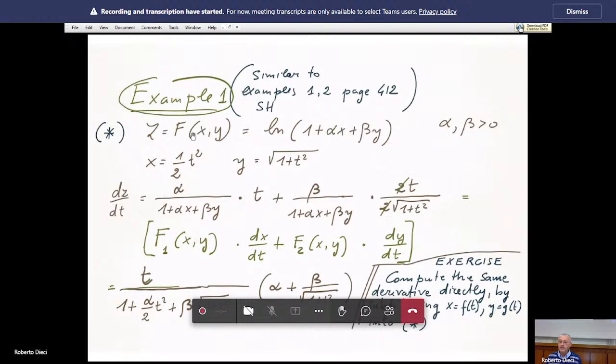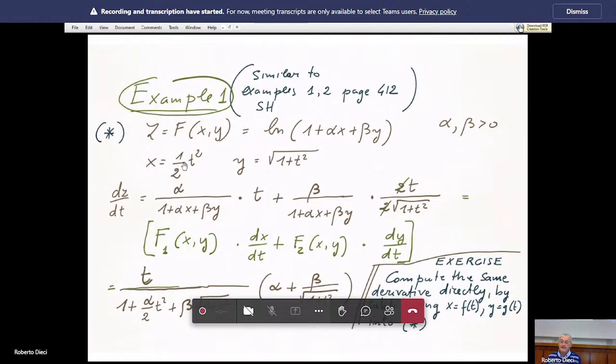Suppose that z, which is equal to capital F of x, y, is the log of 1 plus alpha x plus beta y, where alpha and beta are positive parameters. This is a very reasonable function that incorporates concavity. We will see it later. I'm using this function in these examples. Another function could be the power function in 2 variables, the Cobb-Douglas function. That would be another very sensible example for this kind of models.